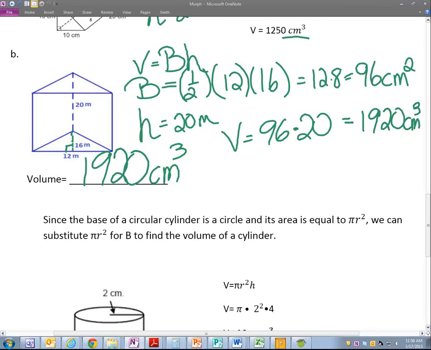1/2 base times height. You have the exact same thing I do. I found B. I found H. Look, that is base times height, so that's fine. There's a mistake. Where? Thank you. 1,920 meters cubed.